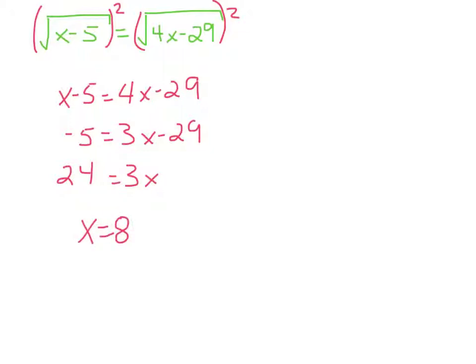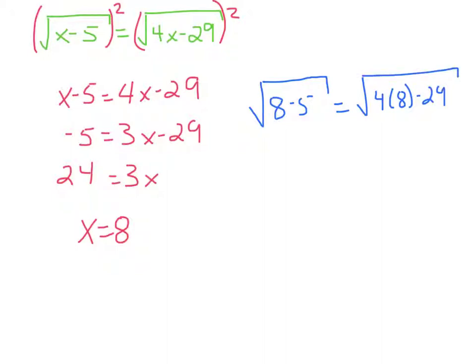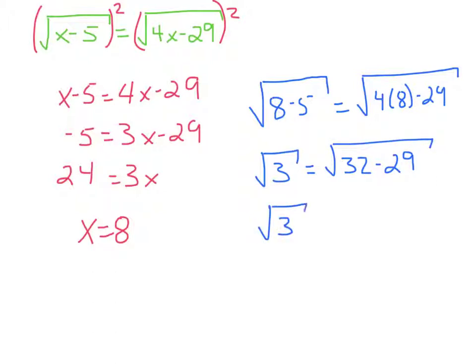And when we go back to plug it in to check, we have the square root of 8 minus 5. And we're wondering if that equals the square root of 4 times 8 minus 29. On the left-hand side, we have the square root of 3 equaling the square root of 32 minus 29. And sure enough, the square root of 3 does equal the square root of 3. And so we know we have a good answer.